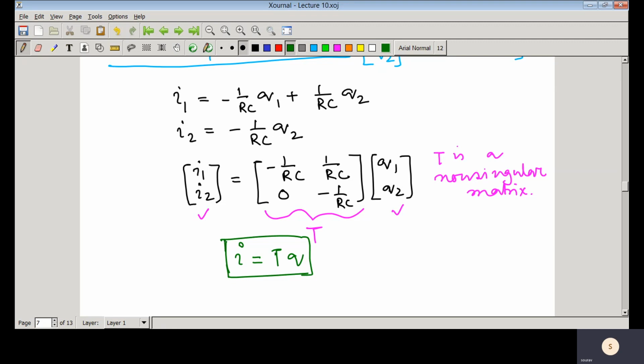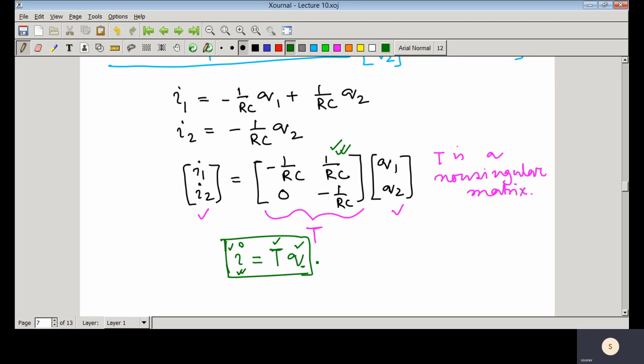We can understand that if we have a Q vector and multiply it with a non-singular matrix, we get another vector. In this case, if we multiply Q with this particular matrix, we have a new state vector, and this state vector has a physical meaning, that is the currents. But as we have discussed, state variables may not always have a physical meaning.